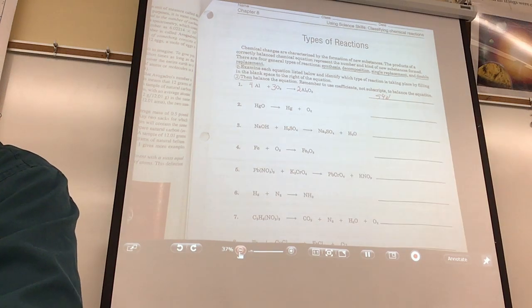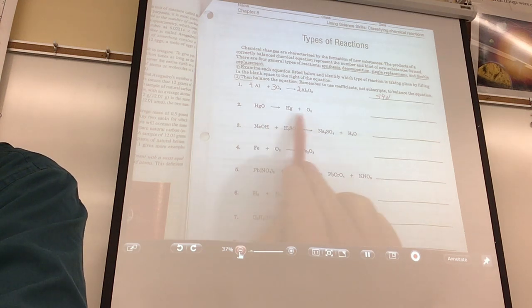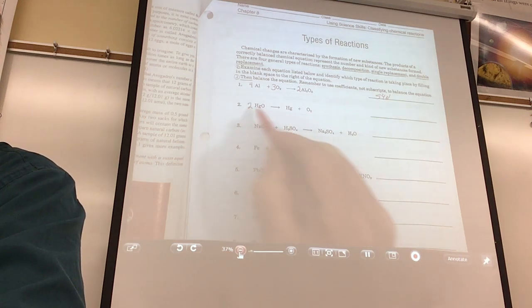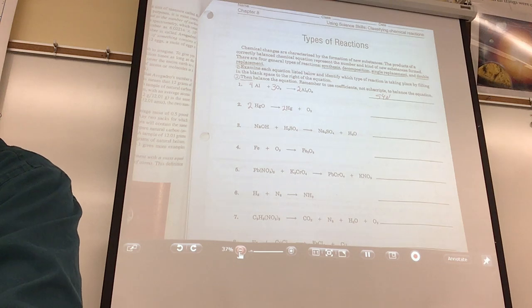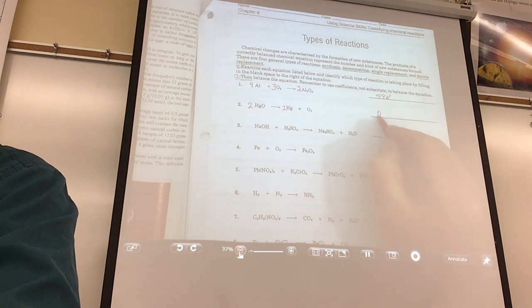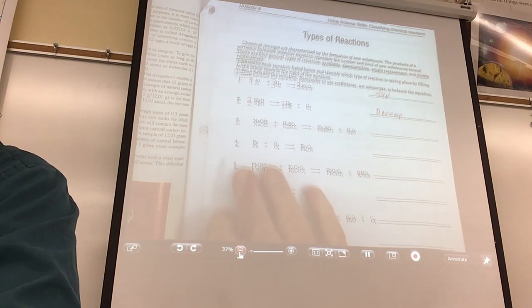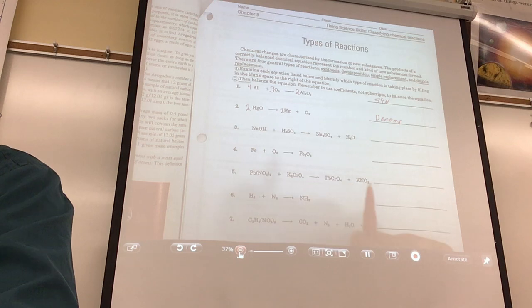And the second one, I don't see any big trick on that one. I see 2 O's and 1 here, so I'm going to put a 2 there. What do you think, Isabel? How do you classify that? Decomposition. That's kind of a giveaway because with decomposition, you might only start with one reactant.